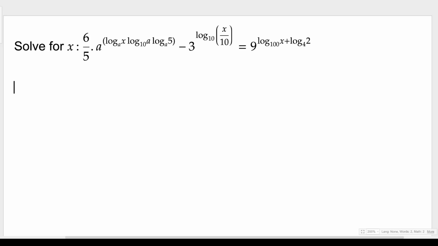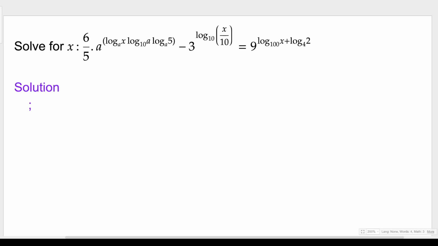So consider this given problem statement. We need to solve for x for this particular given equation, right? That is 6 over 5 times a to the power of this particular exponent, that is log of x base a times log of a base 10 times log of 5 base a, minus 3 to the power log base 10 of x over 10. This is equal to 9 to the power log of x base 100 plus log of 2 base 4.